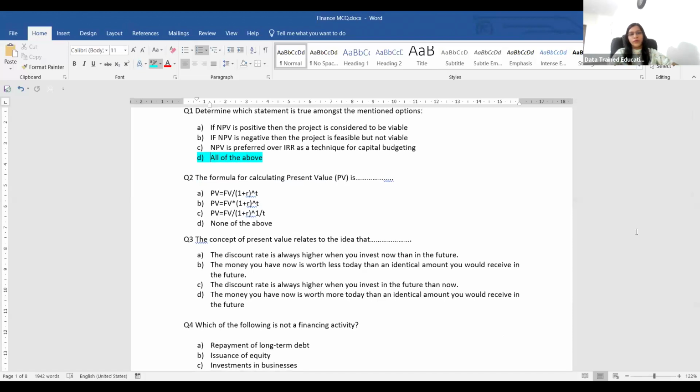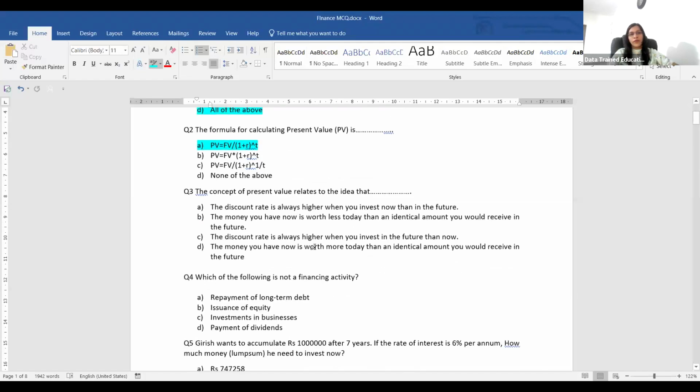Question number 2. Yes, it is discounting only. You are going to discount the future value, and you will get the present value.